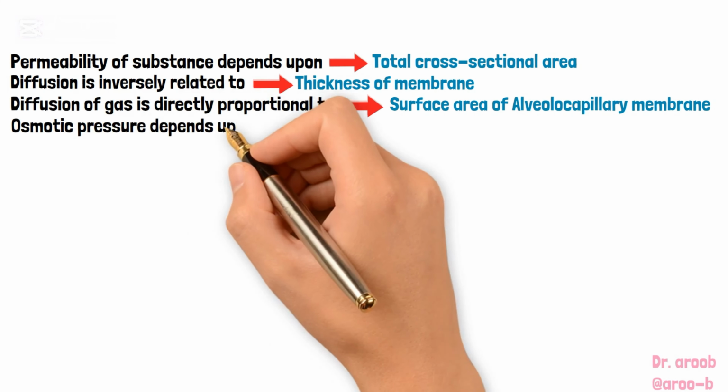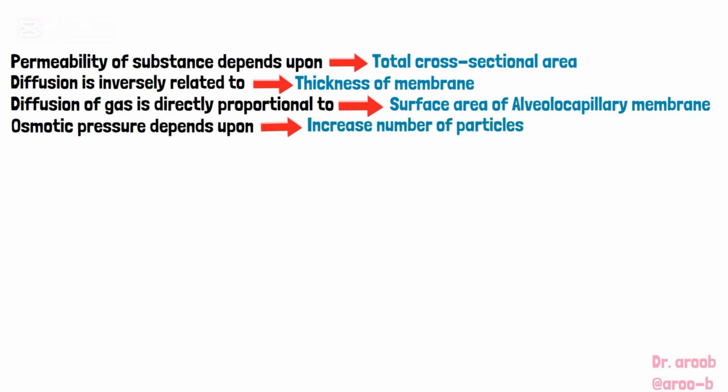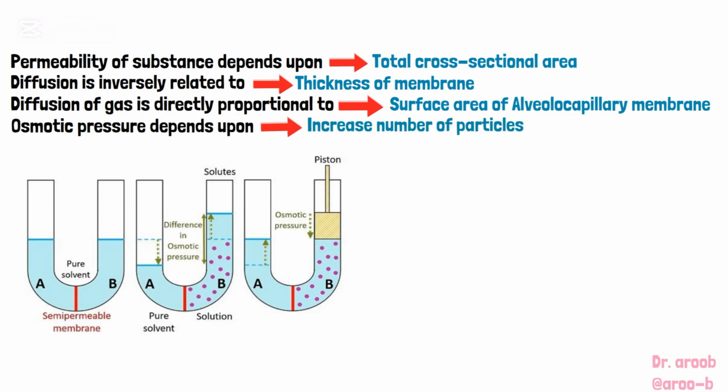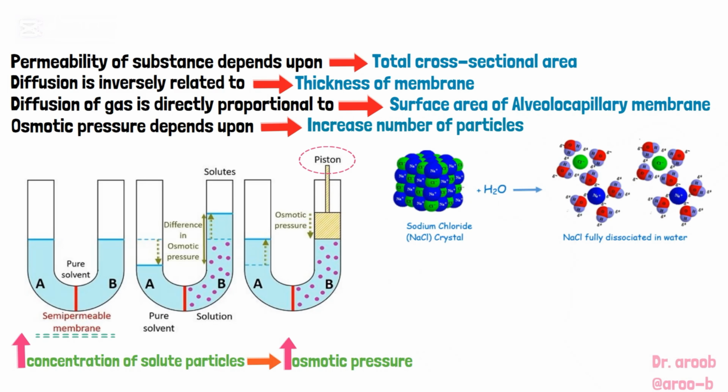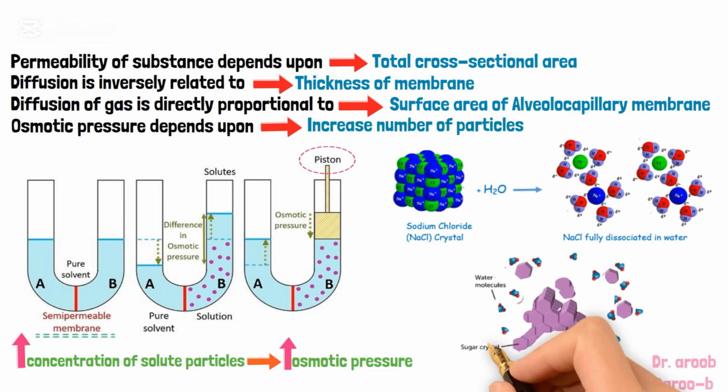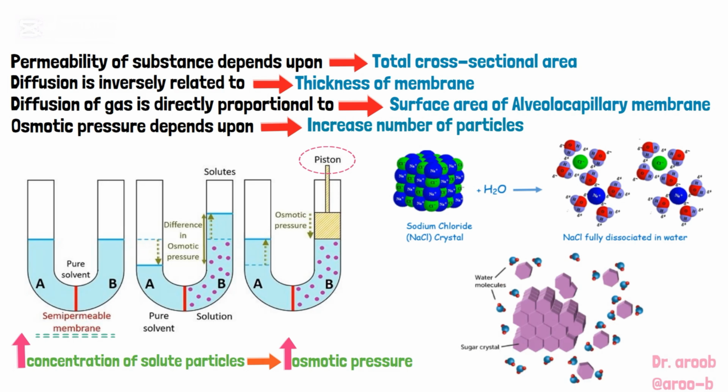Osmotic pressure depends upon the increased number of particles. Osmotic pressure is the pressure that must be applied to a solution to prevent the net flow of solvent molecules across a semi-permeable membrane from a region of higher solvent concentration to a region of low solvent concentration. The higher the concentration of solute particles, the higher the osmotic pressure. Electrolytes like sodium chloride dissociate into more particles in solution and therefore create a higher osmotic pressure than non-electrolytes like glucose at the same concentration.